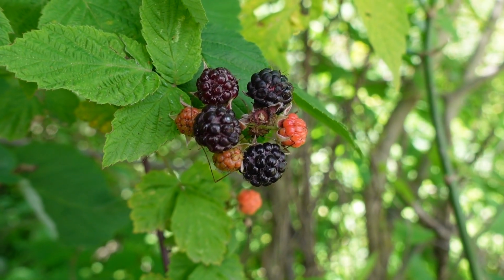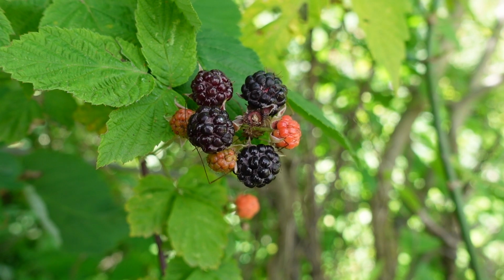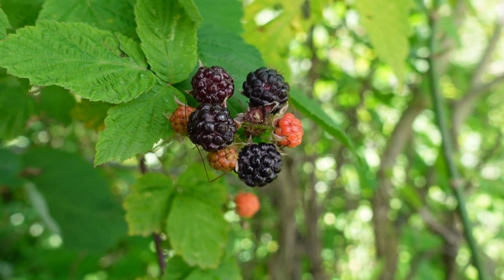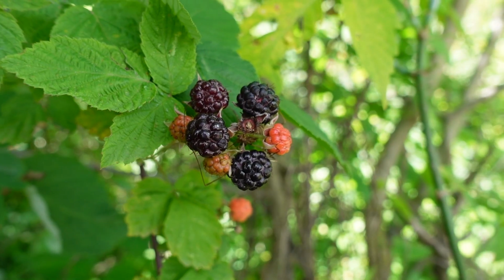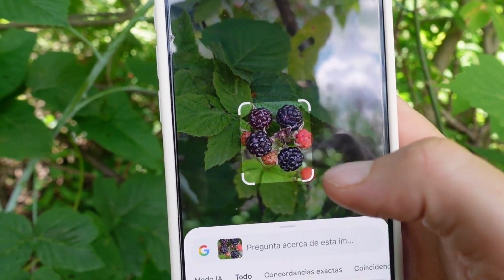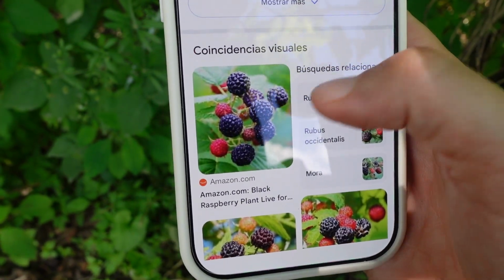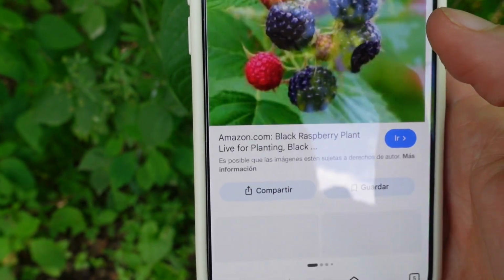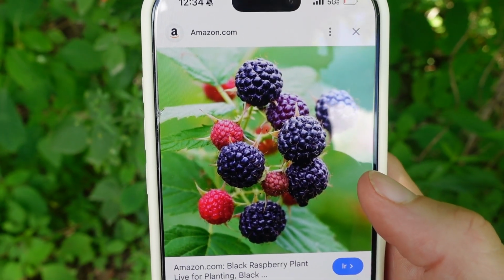Look, there are berries. These look like wild blackberries to me. Let's identify them. Let's take a picture. I'm taking a picture of these berries. A black raspberry plant.